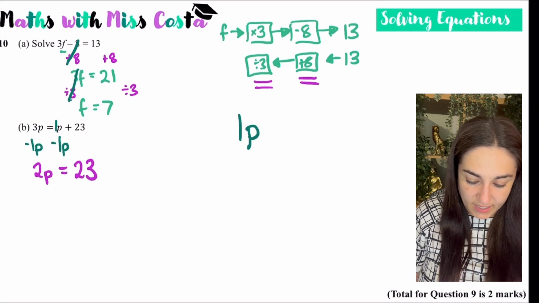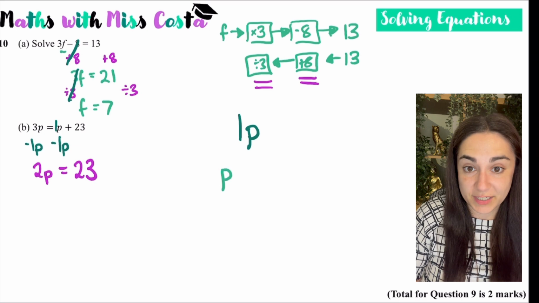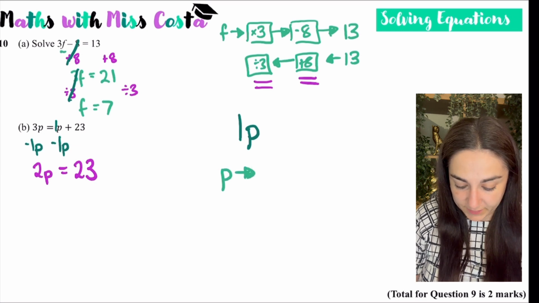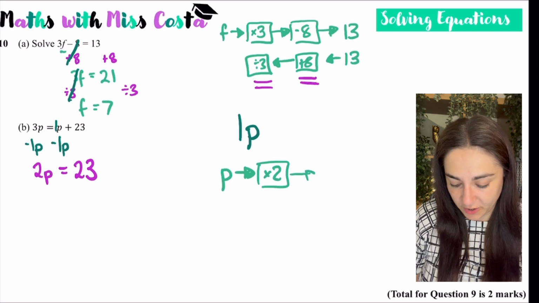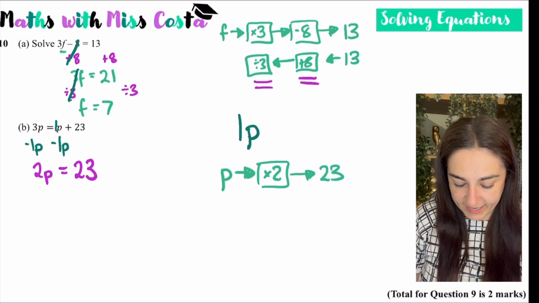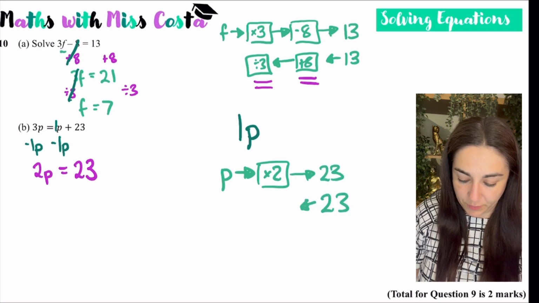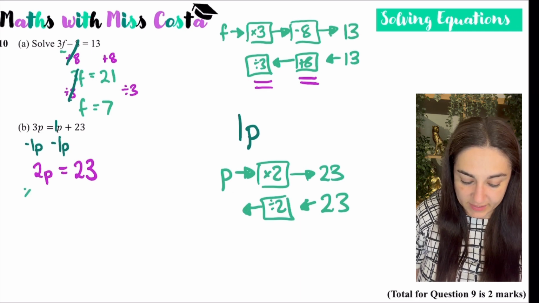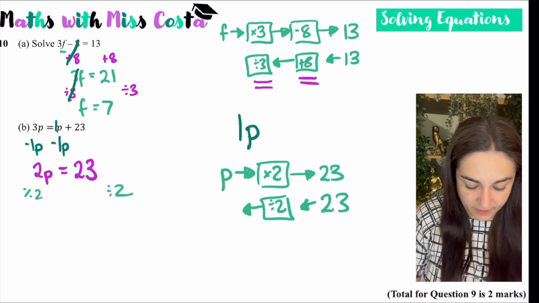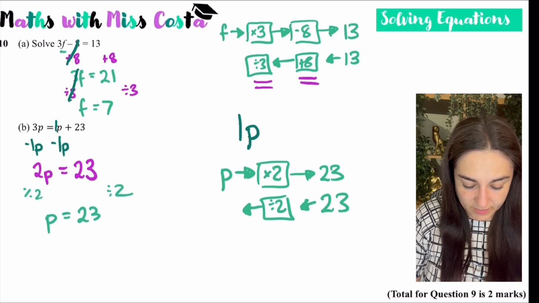And then again, we can use a function machine if we're not sure what we need to do. So we start with P, and 2P means it's being times by 2. And what comes out is 23. So I work backwards. That means I'm going to have to divide by 2 because that's the inverse of multiplying by 2. So divide both sides by 2. So P is going to be 23 divided by 2.